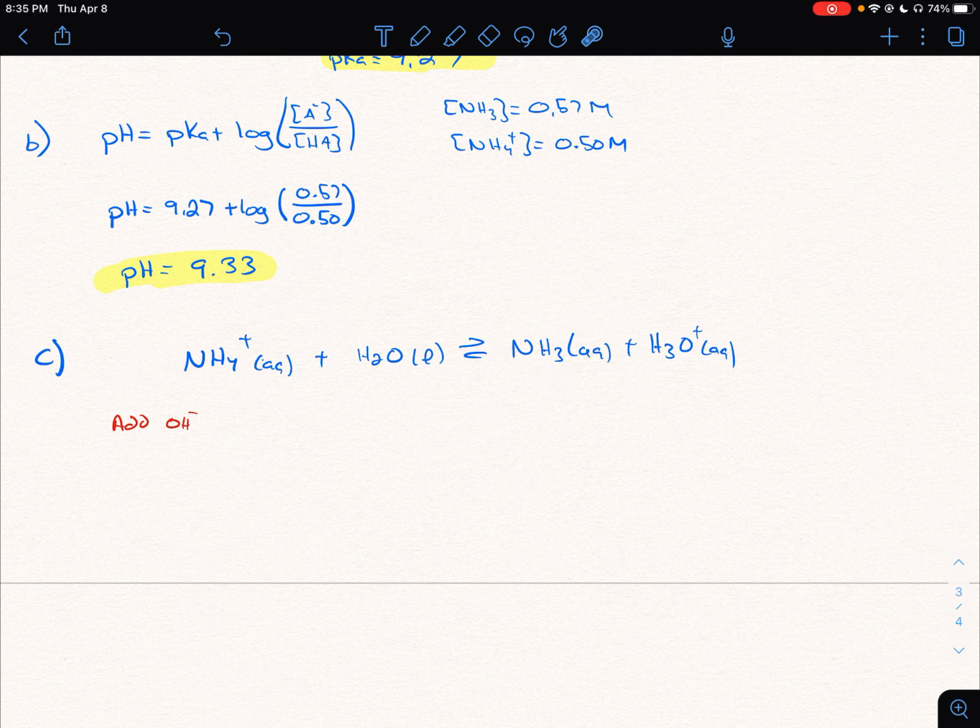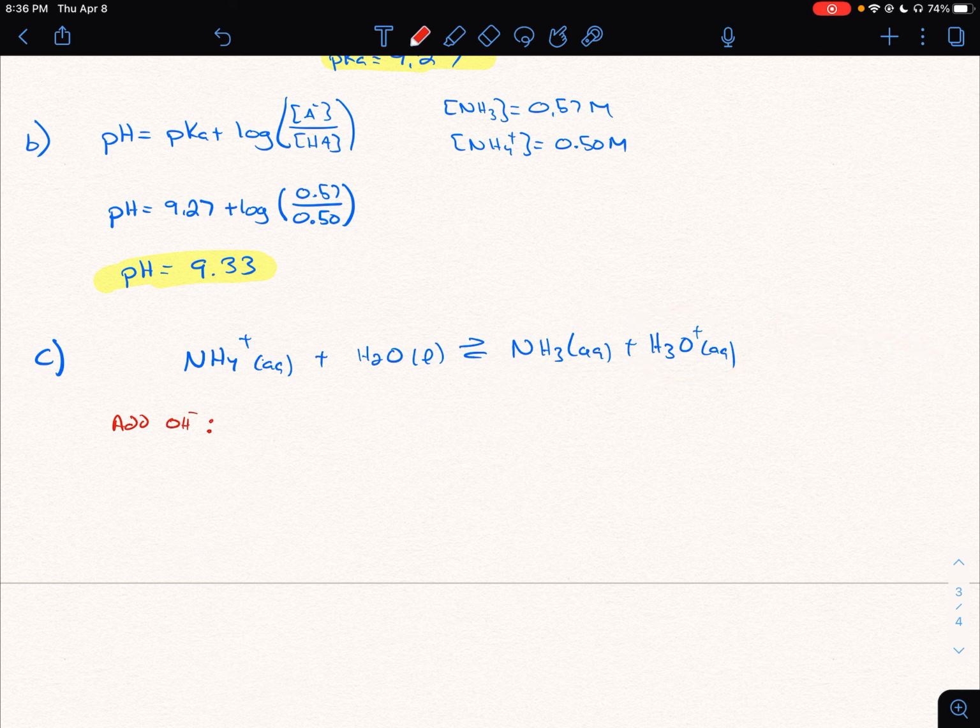And so what we're doing is we are decreasing the amount of ammonium, and we are increasing the amount of ammonia. So go back to Le Chatelier's principle. If we decrease the amount of our reactant and we increase the amount of our product, what that's going to do to our equilibrium is shift it back to the left. And in doing so, it's going to decrease the concentration of hydronium. And if we have a lower concentration of hydronium, the pH will increase.